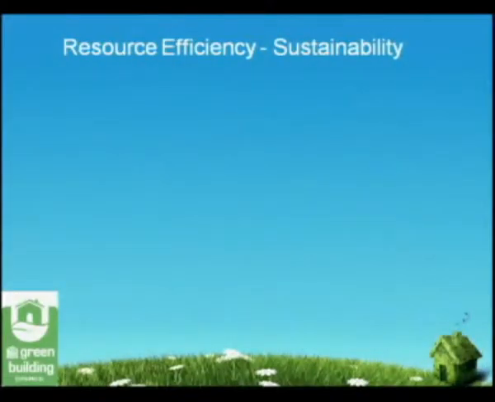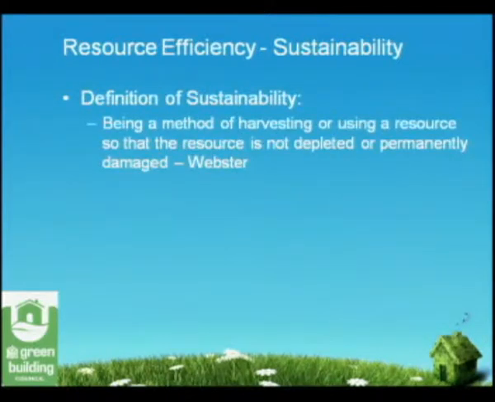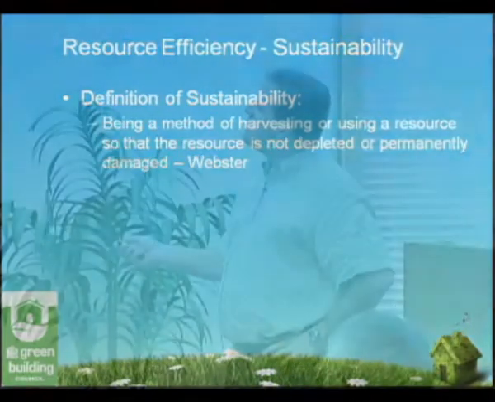So resource efficiency is our next one, sustainability. We're looking at products that are more sustainable, products that are not depleting our natural resources as much. The definition of sustainability is a method of harvesting and using a resource so that the resource is not depleted or permanently damaged. That's Webster's good definition. Materials also that can be readily renewed or reused in another application, minimizing the need to generate new products from natural resources.